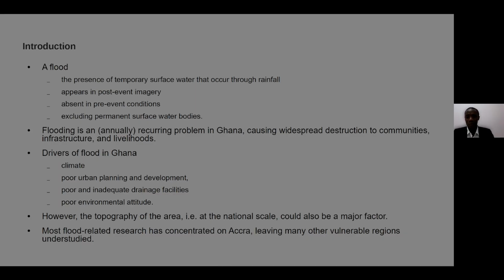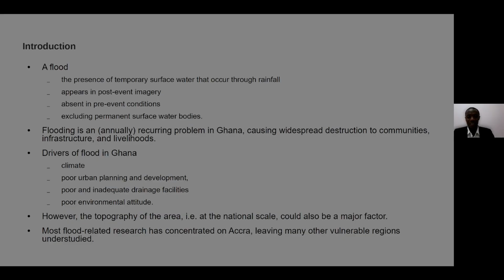Now, a flood, as we know, is the presence of temporary surface water that occurs through rainfall, spillage from a dam, or overflow from the banks of a river, and stays for a short period of time. This is different from permanent surface water bodies such as rivers and lakes that stay on the surface for a longer period of time.